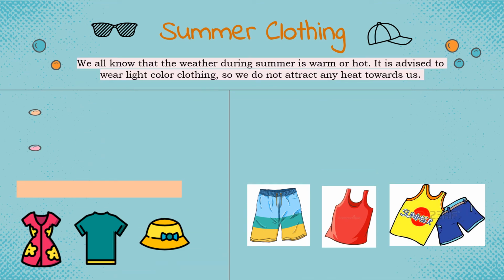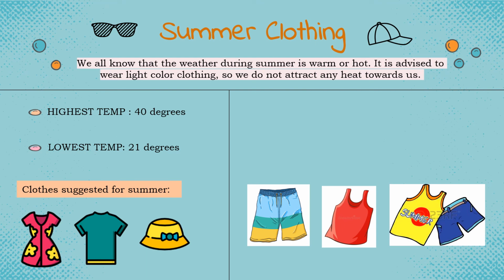We all know that the weather during the summer is warm or hot, and especially if you live in the tropical areas of India, it's extremely hot. So it's advised to wear lighter colored clothing so we don't attract any heat towards us. The highest temperature during the summer is usually 40 degrees, and the lowest around 21 degrees. 40 degrees is very, very hot, and this is in Celsius, you guys.